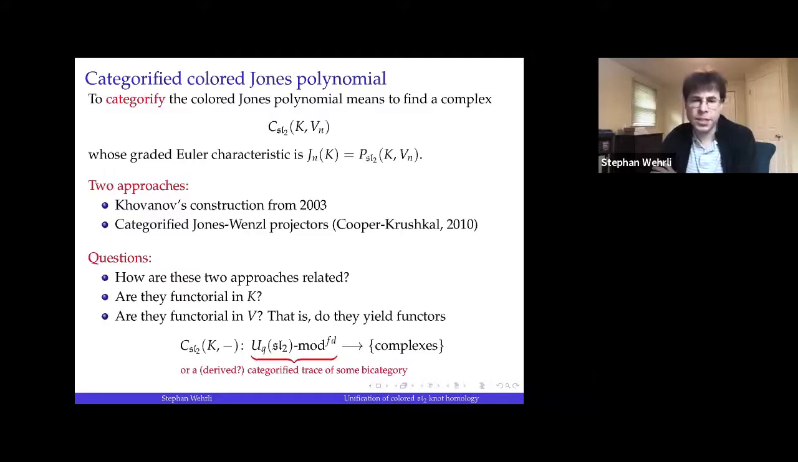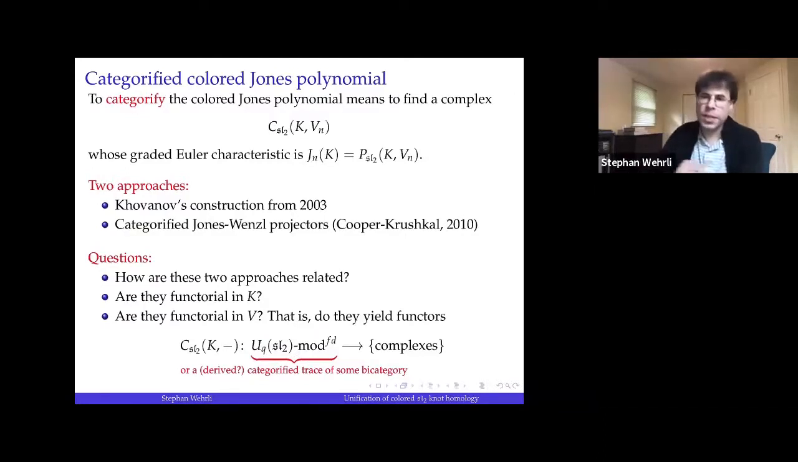I won't say anything about this question today, but you can also ask, are they functorial in the representation in some sense? So do these categorifications somehow extend to some kind of a functor from the finite dimensional representation category to chain complexes? And before I said that, you can also think of colors as trace classes of endomorphism. So perhaps here we shouldn't be looking at the representation category itself, but rather at some kind of derived categorified trace of some bicategory. So I'll say more about categorified traces later.